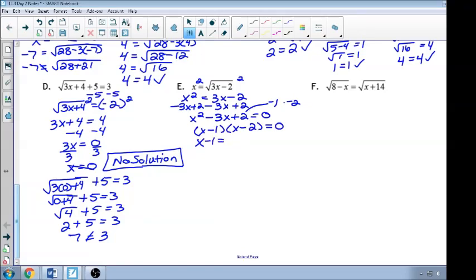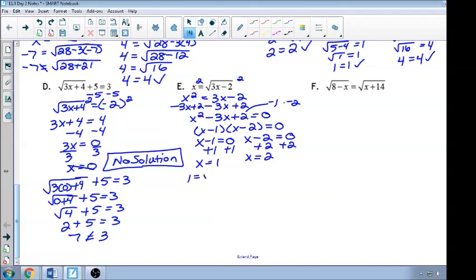So I have x minus 1, x minus 2 equals 0. I can set those equal to 0 using the zero property. Add 1 to both sides. Add 2 to both sides. So x equals 1, x equals 2. Again, I have to check these answers. I can't assume anything when I'm working with these problems, okay? So I'm going to put 1 in for all the x's.